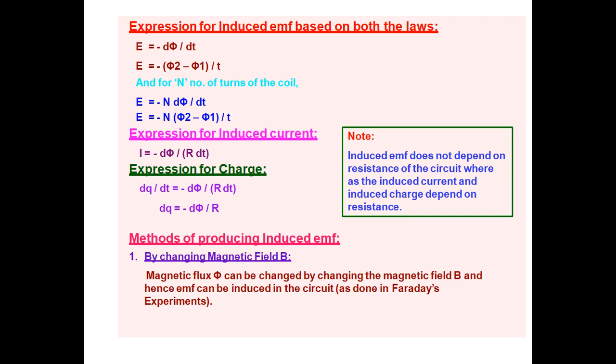If the magnetic flux changes in the circuit, it means the magnetic field B also changes. It means EMF can be induced in the circuit, so that we studied in Faraday's experiments also. By changing magnetic field B, we can produce the induced EMF. This is the first method.